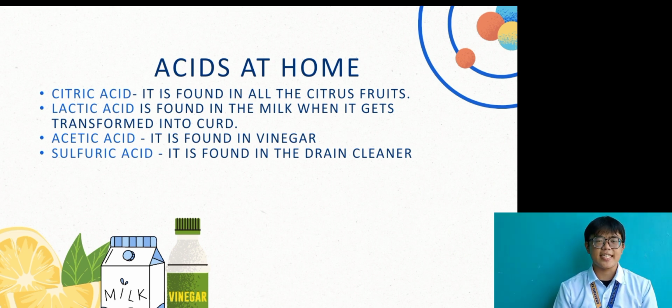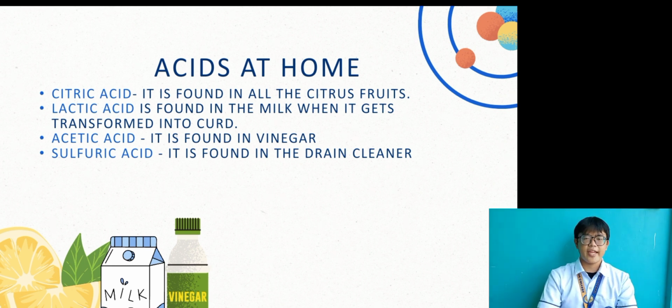First is citric acid. It is found in all citrus fruit, like lemons. Second is lactic acid. It's found when the milk is transformed into curd. Third is acetic acid. It is found in the vinegar. And the last one is sulfuric acid. It is found in a drain cleaner, or H2SO4.